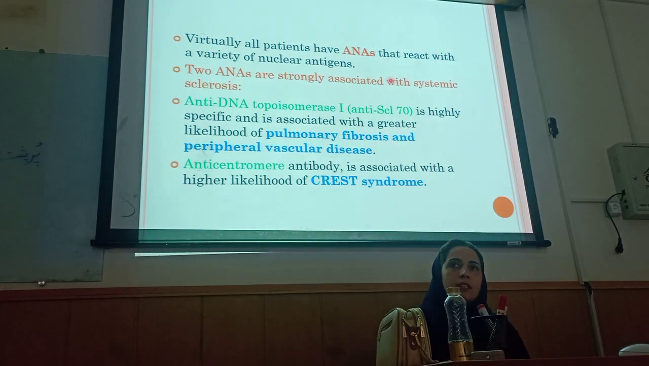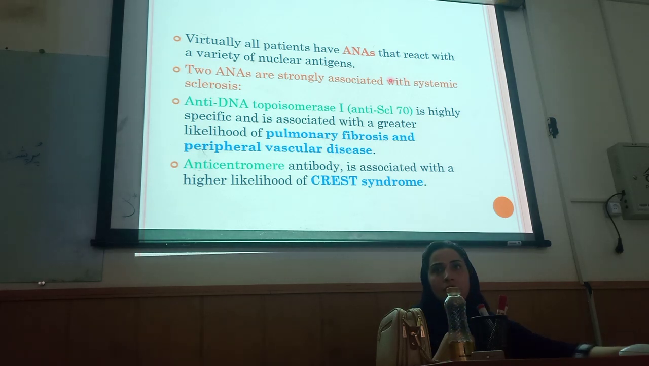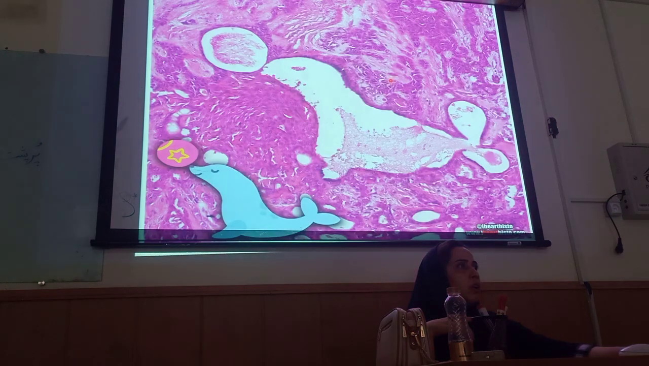Okay, what kind of antibody do you have in this disease, systemic sclerosis? We said we have anti-nuclear antibodies. Which anti-nuclear antibodies? Anti-centromere is mostly seen in CREST syndrome, and anti-DNA topoisomerase 1 or anti-Scl-70 is associated with pulmonary fibrosis and diffuse disease. So in cases in which pulmonary fibrosis is seen, we have anti-Scl-70, and anti-centromere is seen in CREST syndrome, and this is important.